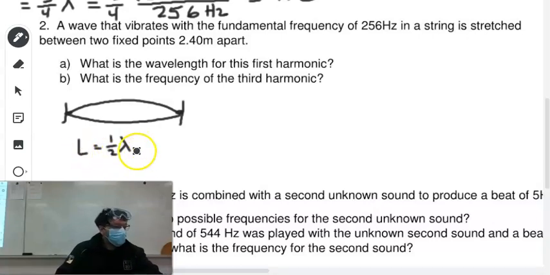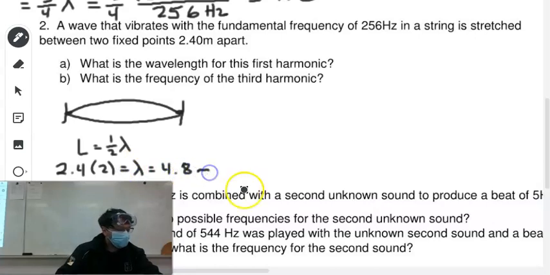Well, if the length is 1/2 times the wavelength, and we know the length of the string is 2.4 meters, then solving for lambda, 2.4 meters times 2 equals lambda. So lambda is then 4.8 meters. So our wavelength is 4.8 meters.